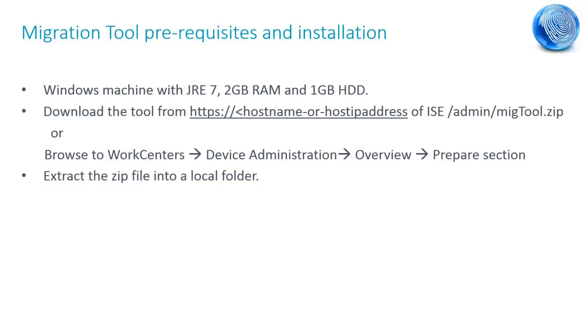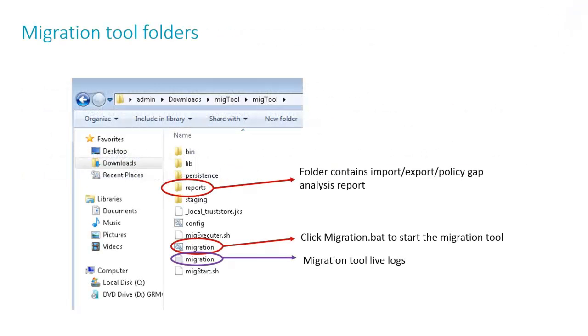Once you download the tool, save it to your local folder and unzip the file. Extract the zip file to your local folder. It'll automatically create a folder called migtool, and under the folder migtool you will have these folders and files. The important file that you will be using for migration is the migration.bat, and that's the file you need to double click on to open up the migration tool.